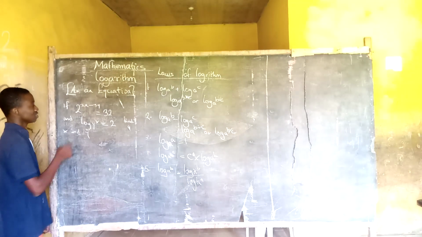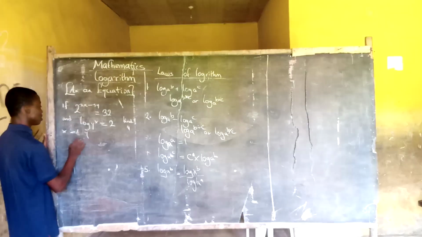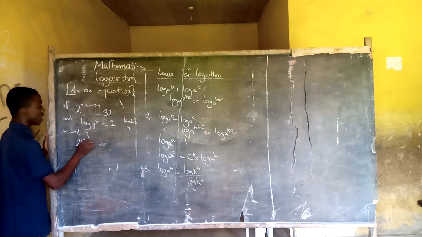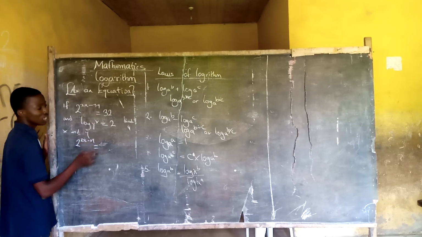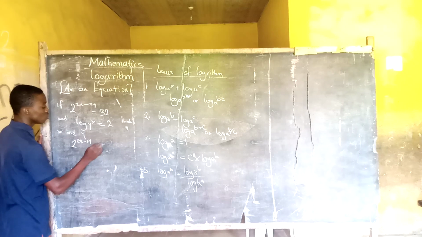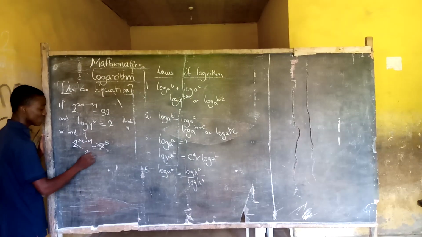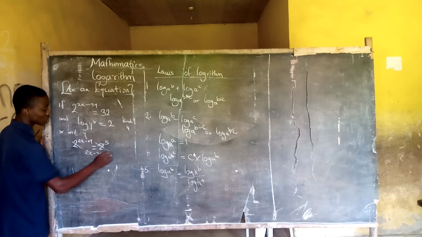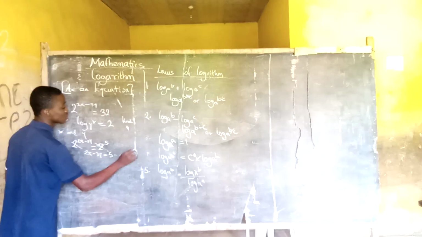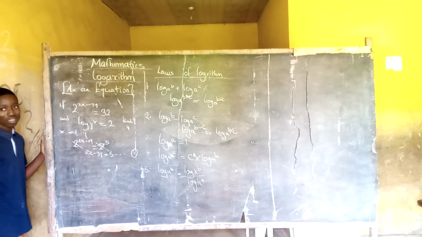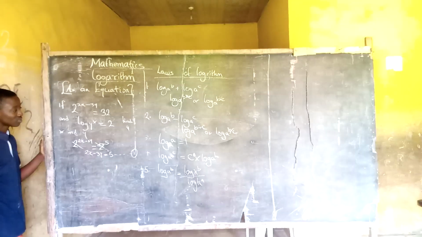Can we proceed? Of course we can. Now let's take the first equation. The first one says 2 to the power of 2x minus 3y equals 32. In indices we can write 32 as 2 to the power 5. Of course I can cancel this one out and it becomes 2x minus 3y equals 5. I can call this one equation 1. Now this one, let us hit it.